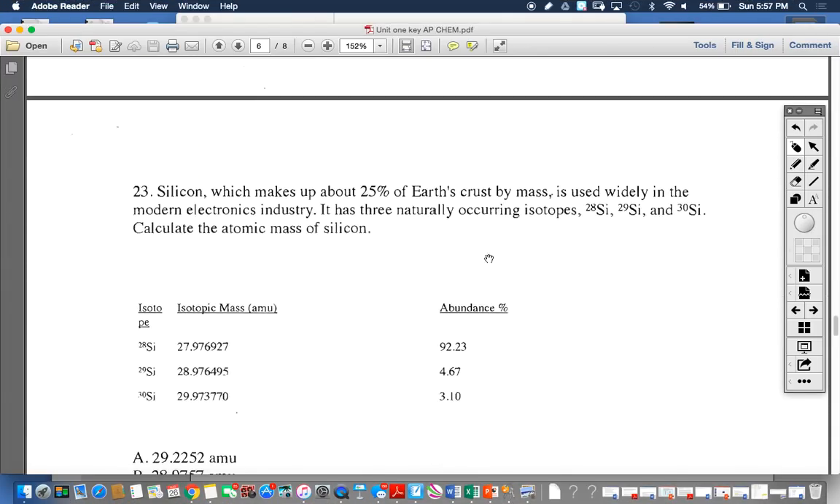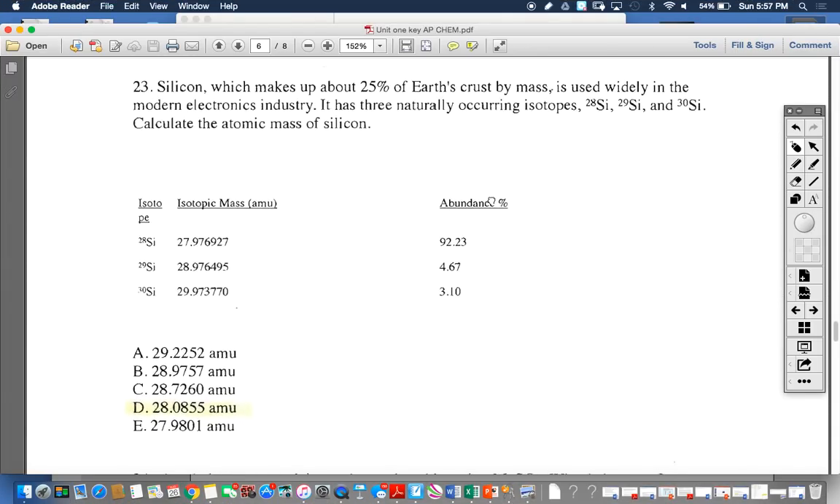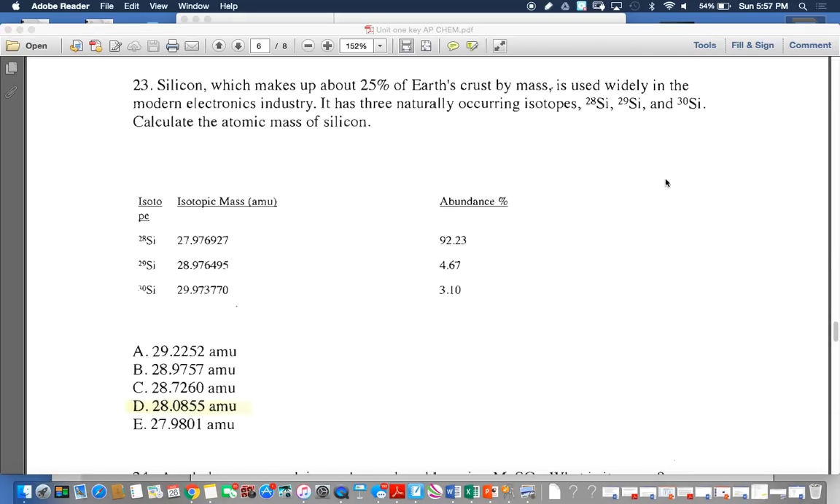Next one. This is just simply a calculation of the average atomic mass.